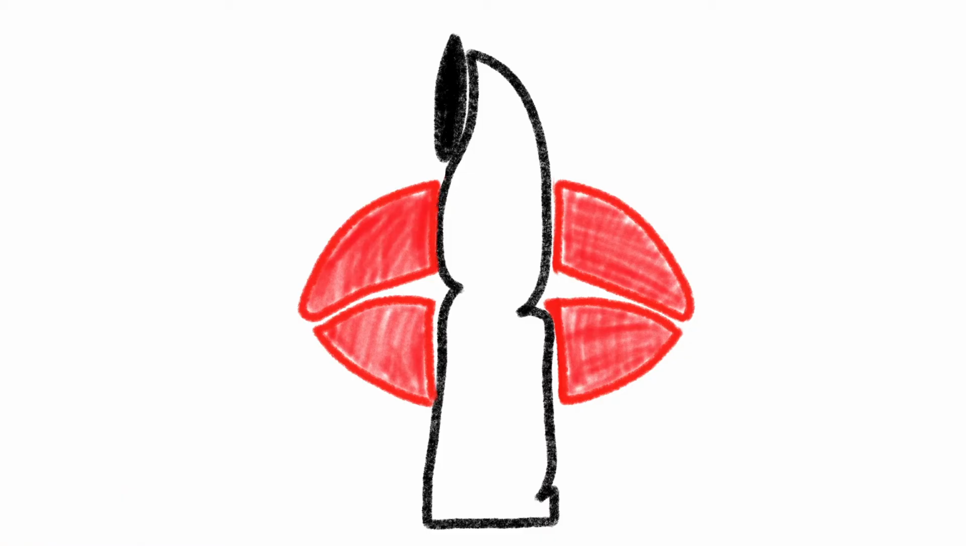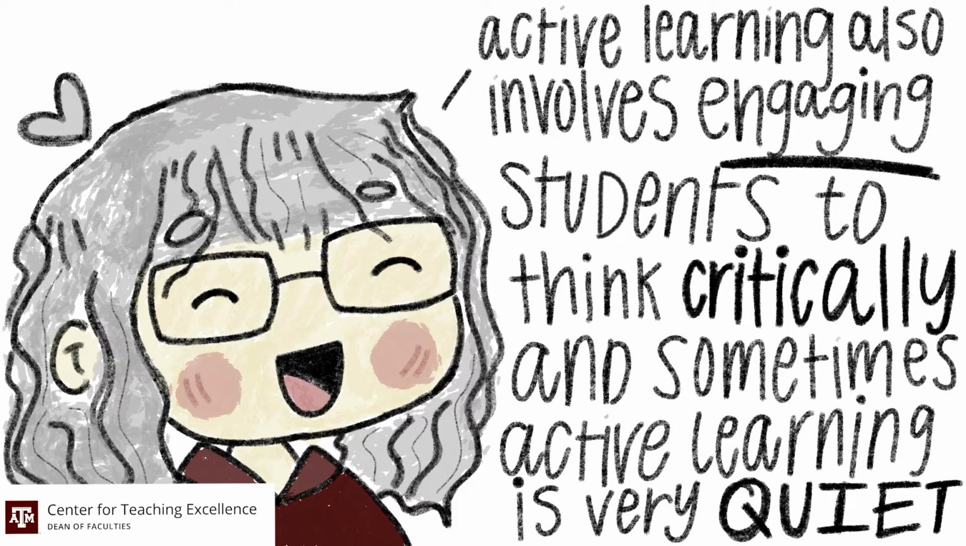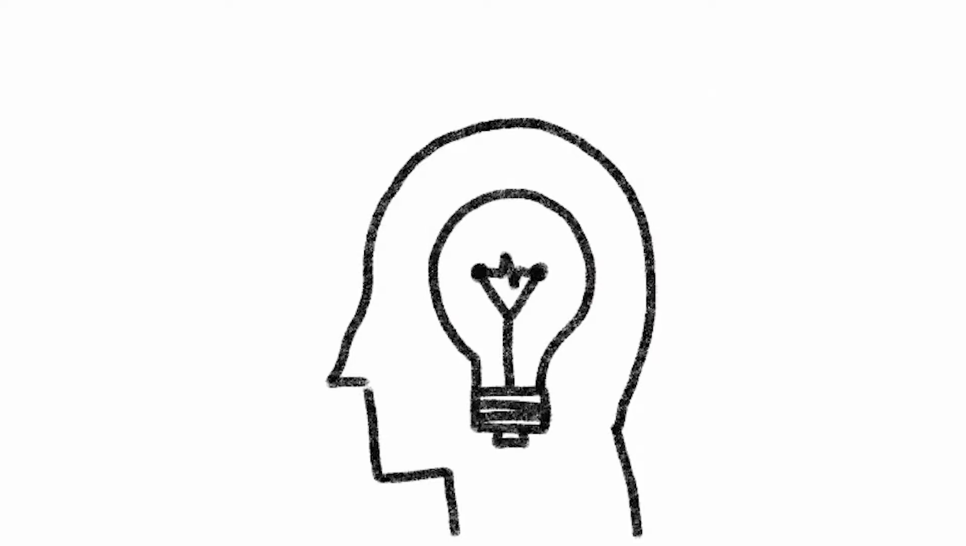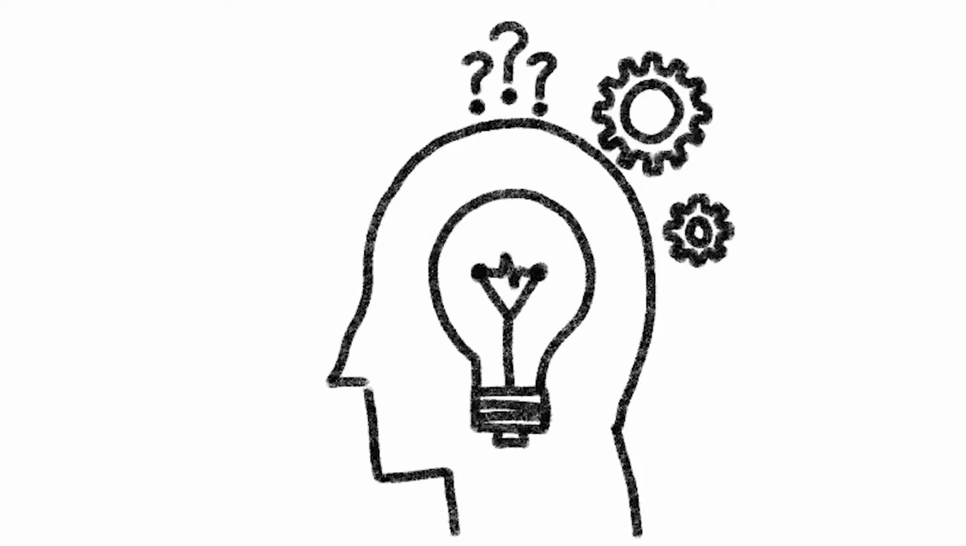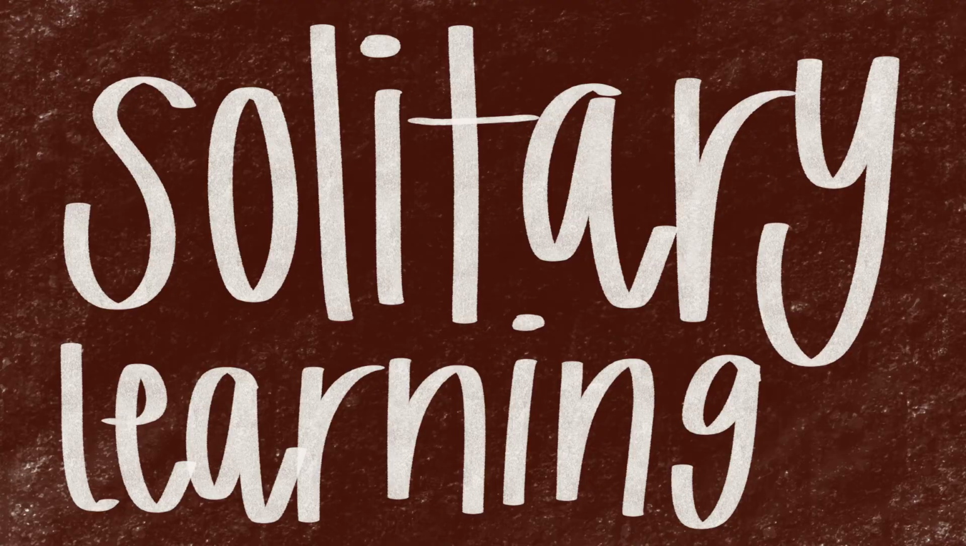So at that point in time, the classroom can be very, very quiet. Active learning is not just about massive noise level in the classroom and people moving around. Active learning also involves engaging students to think critically, and sometimes active learning is very quiet because you've given the students something to think about, something to reflect on, a problem to solve, and they need time to quietly reflect on that on their own, solitary learning.